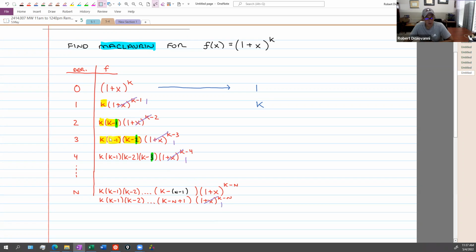So all you're left with are these things out in front. The next one will be k times k minus 1. The next one will be k times k minus 1 times k minus 2. And then k times k minus 1 times k minus 2 times k minus 3. And if we keep this pattern up, the last one will be k times k minus 1, k minus 2, all the way until we get down to k minus n plus 1.